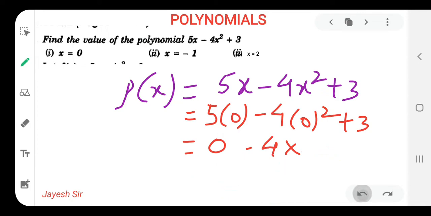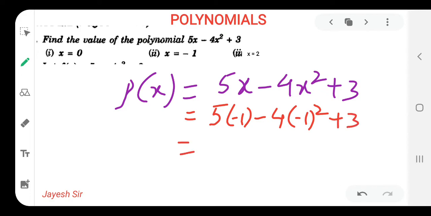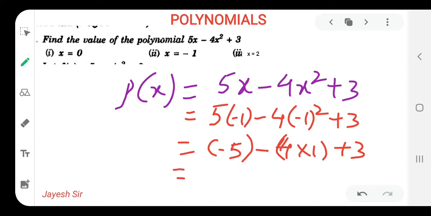Let's move to the second sum, that is p with the value of the variable as minus 1: 5 into minus 1, minus 1 into 4, minus 1 square plus 3. Yes, anything multiplied by minus 1, 5 into minus 1, that means minus 5 it will become. Now 4 into minus 1 square, that means minus minus will become plus, so it will become 4 into 1, and here it is plus 3. Now minus 5, we will open the bracket, 4 into 1 is 4, minus 4 plus 3.